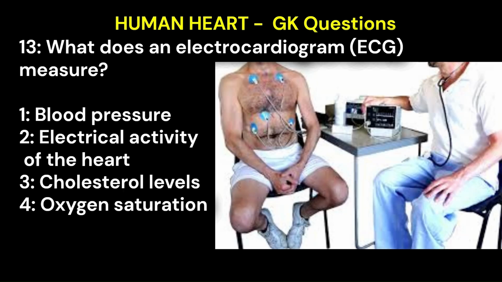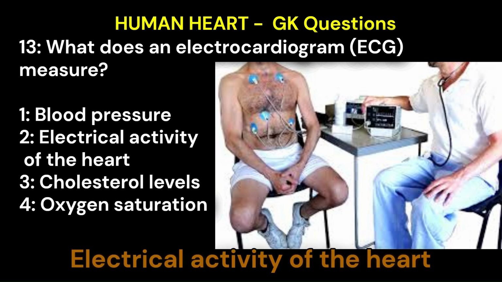Question number 13. What does an electrocardiogram, ECG, measure? The options are: Option 1, blood pressure. Option 2, electrical activity of the heart. Option 3, cholesterol levels. Option 4, oxygen saturation. The correct answer is electrical activity of the heart.